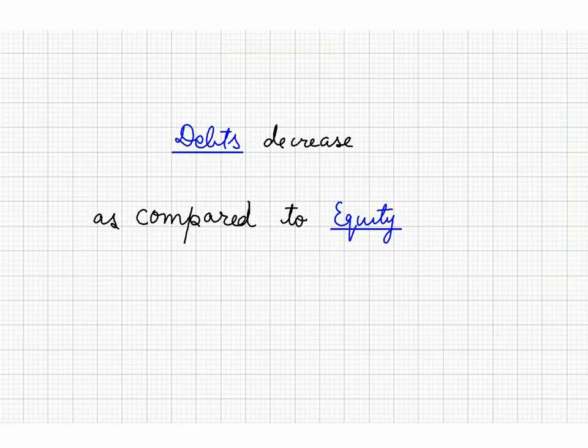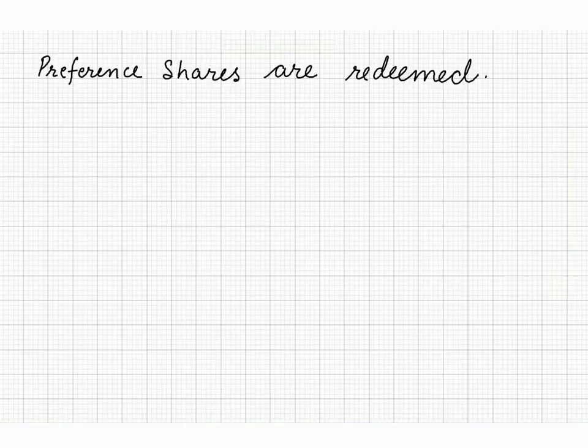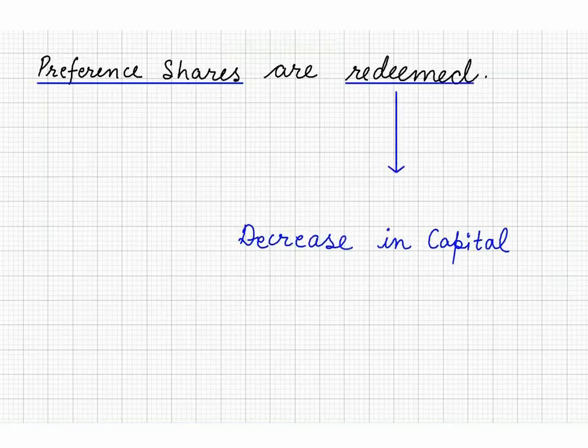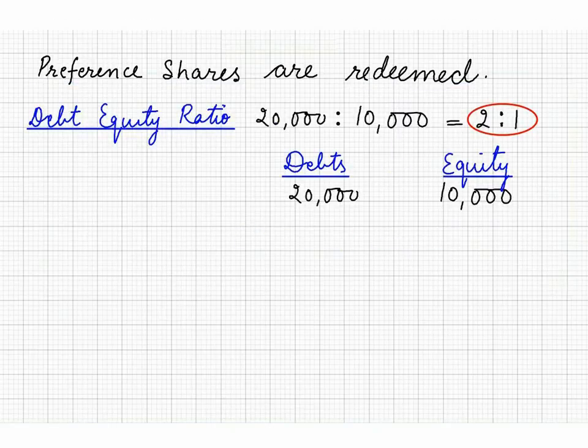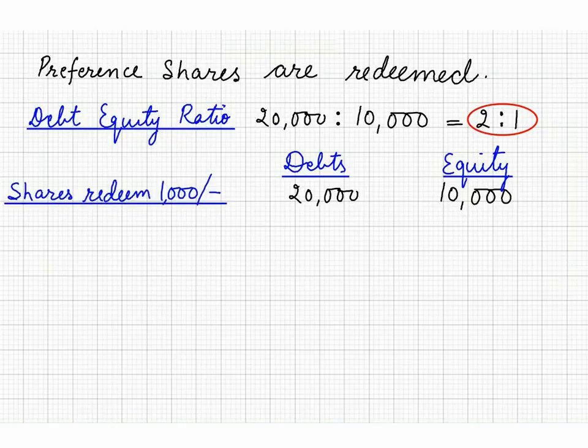Now the next transaction is, what will be the effect on debt equity ratio if preference shares are redeemed? Redemption of preference shares means decrease in the capital. Suppose debts are 20,000 and equity is rupees 10,000, and at present the ratio is 2:1. When preference shares are redeemed, on one side the company will decrease its capital and on another side cash will be decreased.